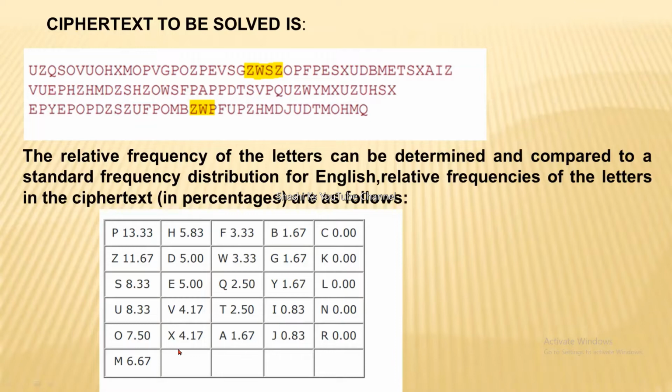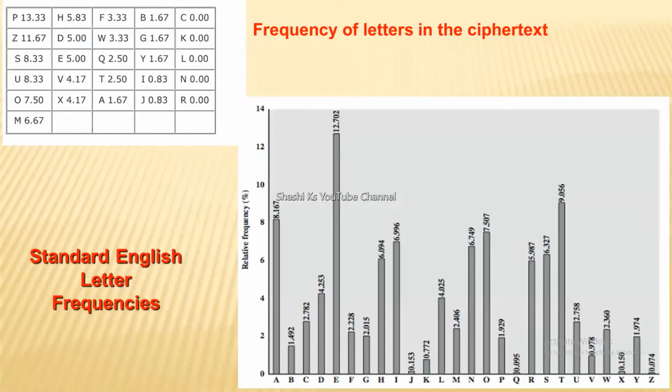This frequency distribution is compared with the standard frequency distribution of all the letters in the English alphabet. So this is our frequency distribution for letters in the ciphertext, and this is the standard frequency distribution for all the letters in the English alphabet. Here the frequency for P in the ciphertext is 13.33, and here E has the highest frequency of 12.702.